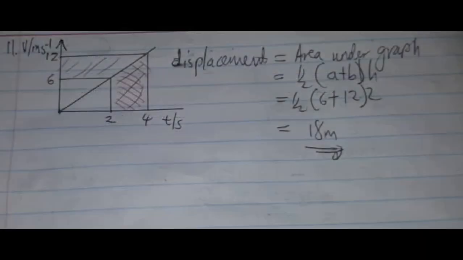Right, so when they ask for the displacement on a VT graph, it's going to be the area under the graph. So the last 2 seconds are from 2 seconds to 4 seconds. So we go all the way up. So the area under the graph is what we're going to consider. That's a trapezium, so it's going to be half the sum of parallel sides times the height, which is half of 6 plus 12 times 2. That's going to give you 18 meters.